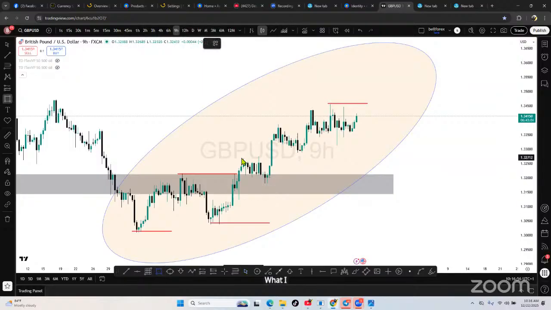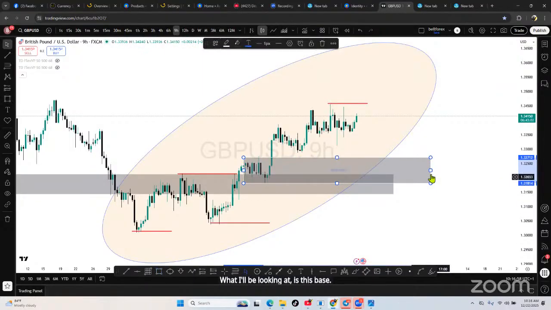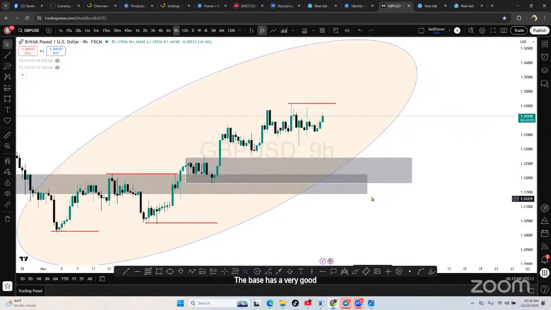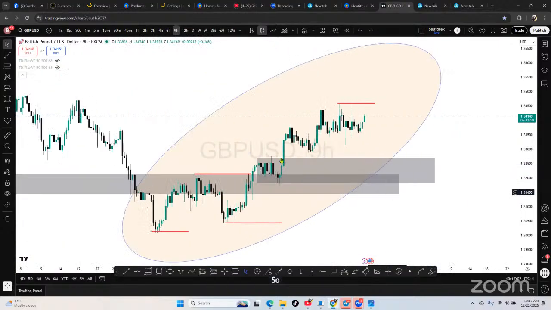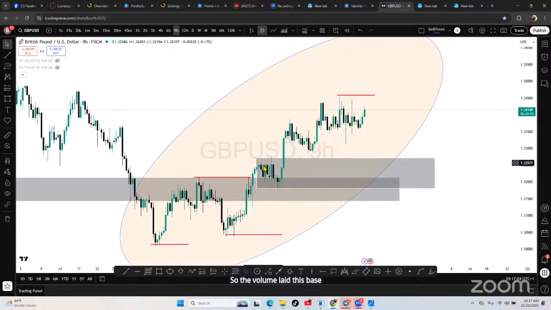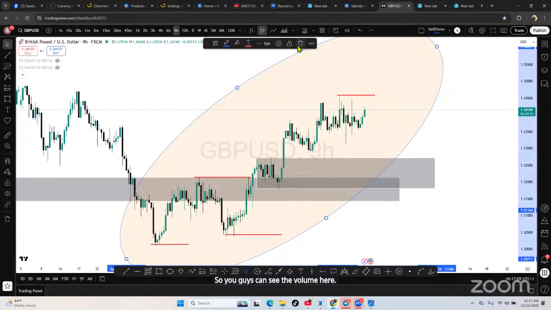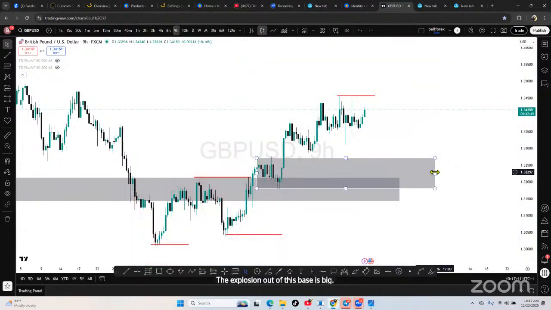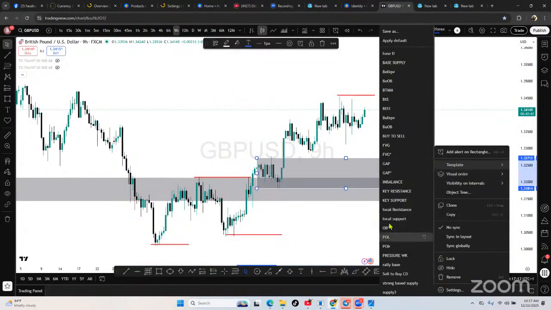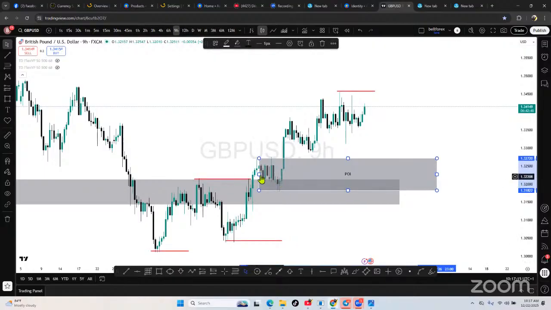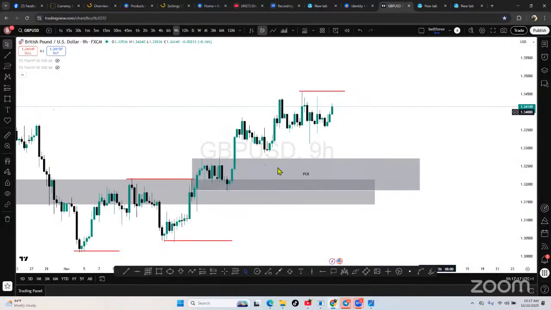For GU, what I'll be looking at is this base. The base has a very good volume outlet. The volume that left this base is really huge. You guys can see the volume here. The explosion out of this base is big. So I think that this market is going to be revisiting this zone here.